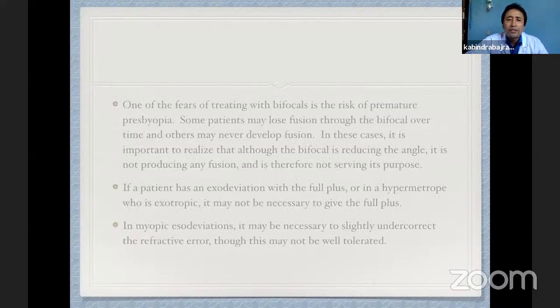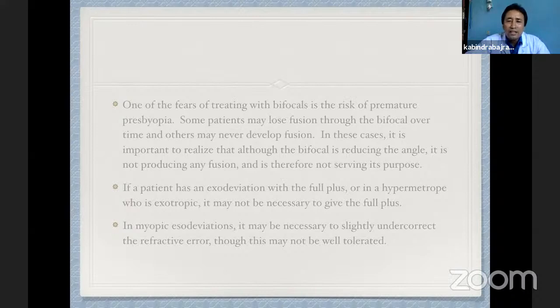One of the fears of treating with bifocals is the risk of premature presbyopia. Some patients may lose fusion through the bifocal over time, and others may not develop fusion. So in this case, it is important to realize that although the bifocal is reducing the angle, it is not producing any fusion, and it is not serving a purpose.